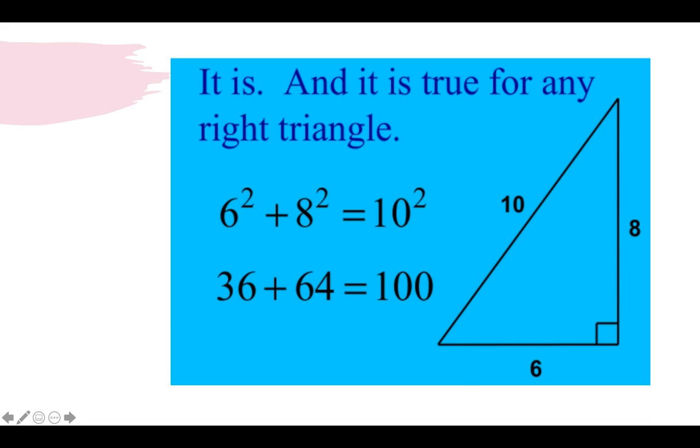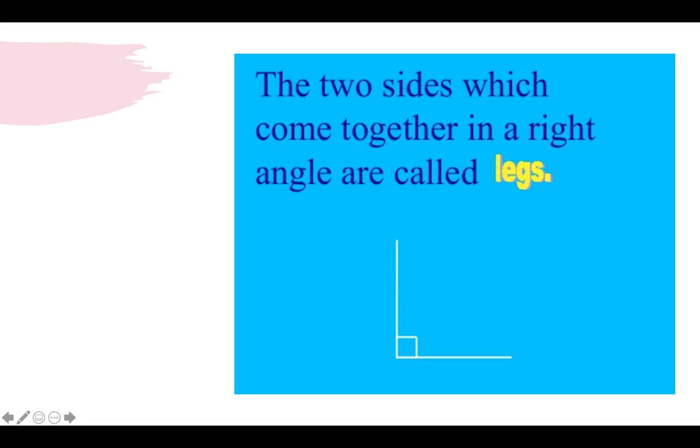So here I have another example. We would take 6 squared, which would give us 36, and 8 squared, which gives us 64. We add those together. Does that equal 100? It does. 10 squared is 100, so again, this works out well.